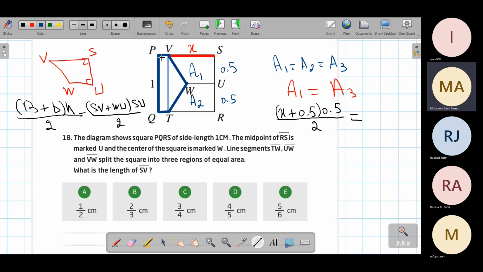Here, I have 1, 2, 3, 4, 5. It's about a polygon now, and I don't know the area of the polygon. Because of that, I split this part into 2 areas. Now I want to find this area and this area, which is A3.